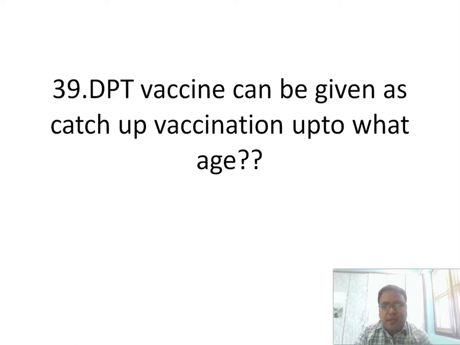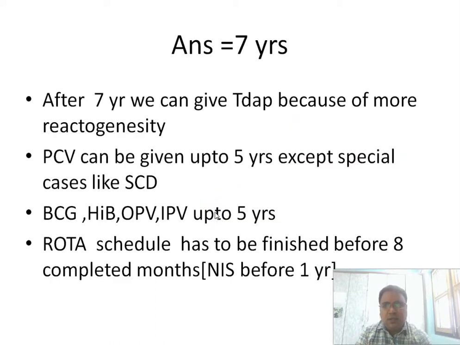Next, DPT vaccine can be given as catch-up vaccine up to what age? Up to what age we can give DPT vaccination? Answer is 7 years. Always they ask one question related to vaccination. So we have to know up to what age DPT can be given. It is up to 7 completed years, we are allowed to give DPT. Then after that, what to be given? After that, we can give Tdap. Tdap can be given after 7 years. If somebody has missed the vaccine before 7 years, then we cannot give DPT. We have to give Tdap.